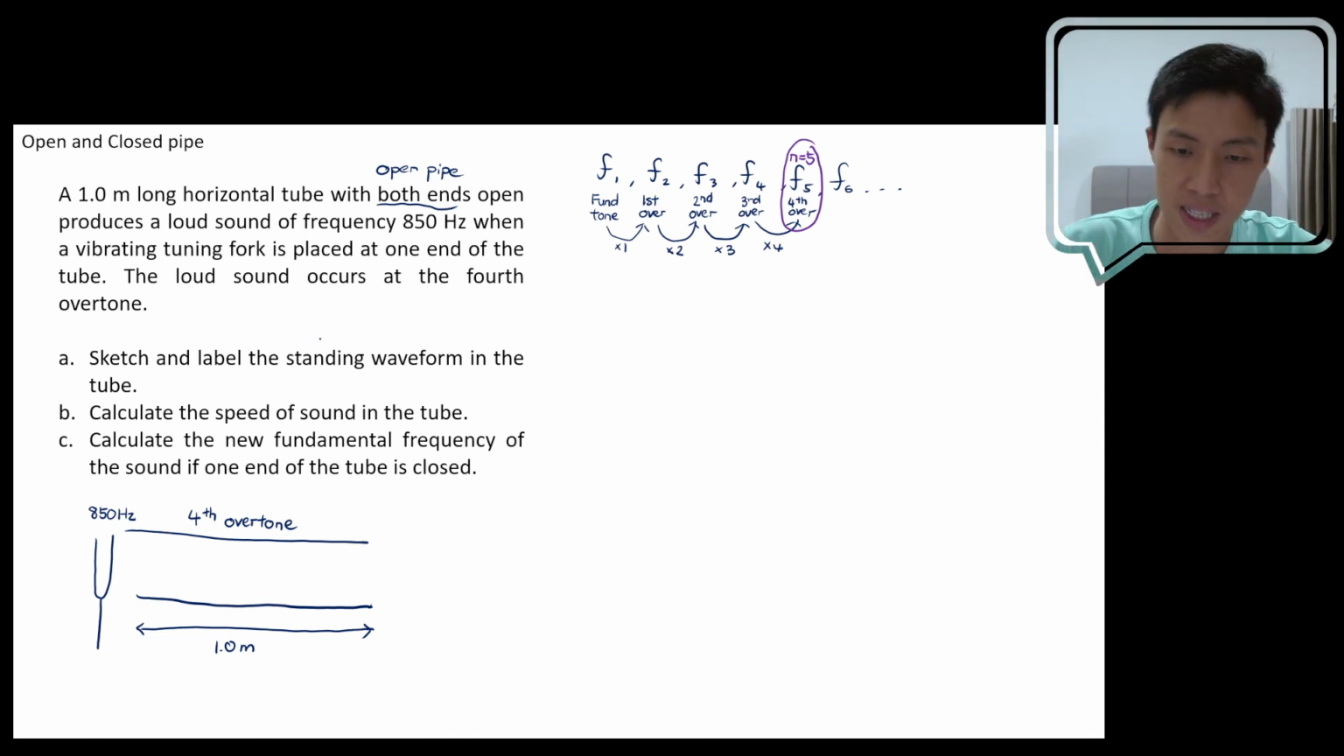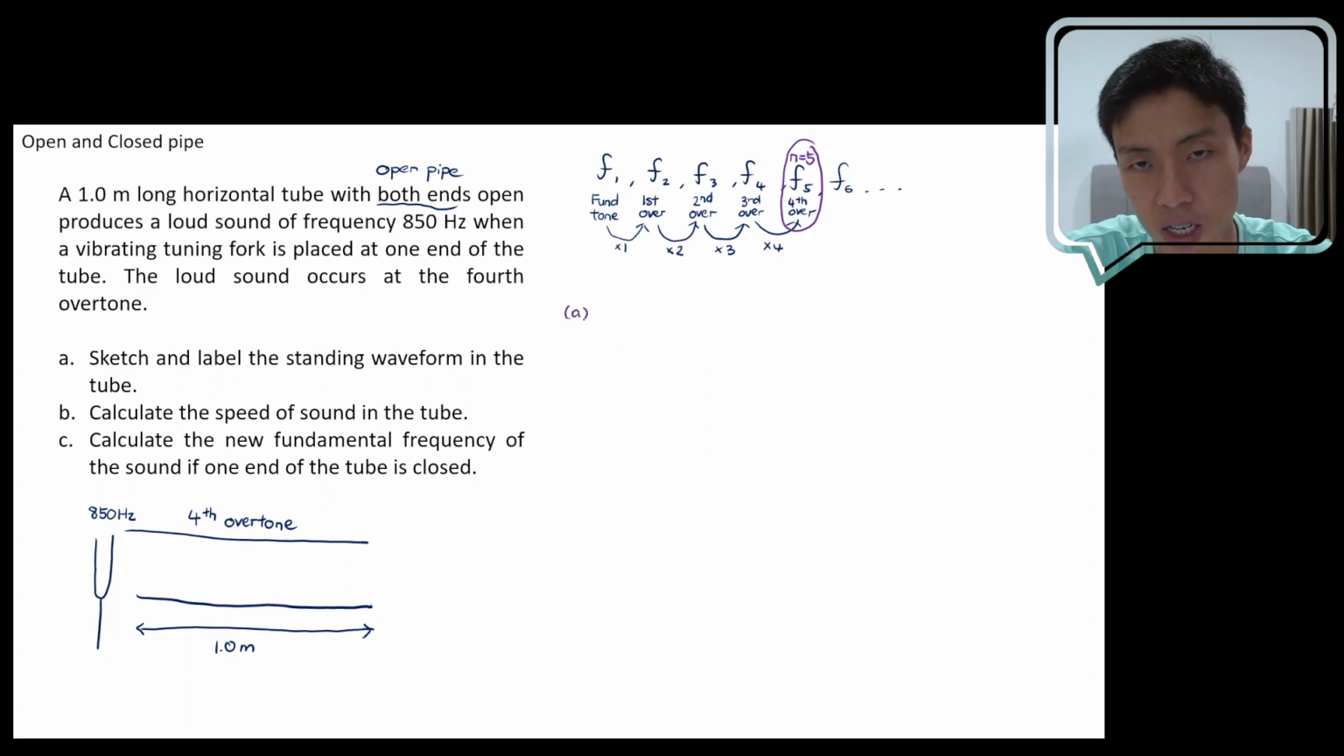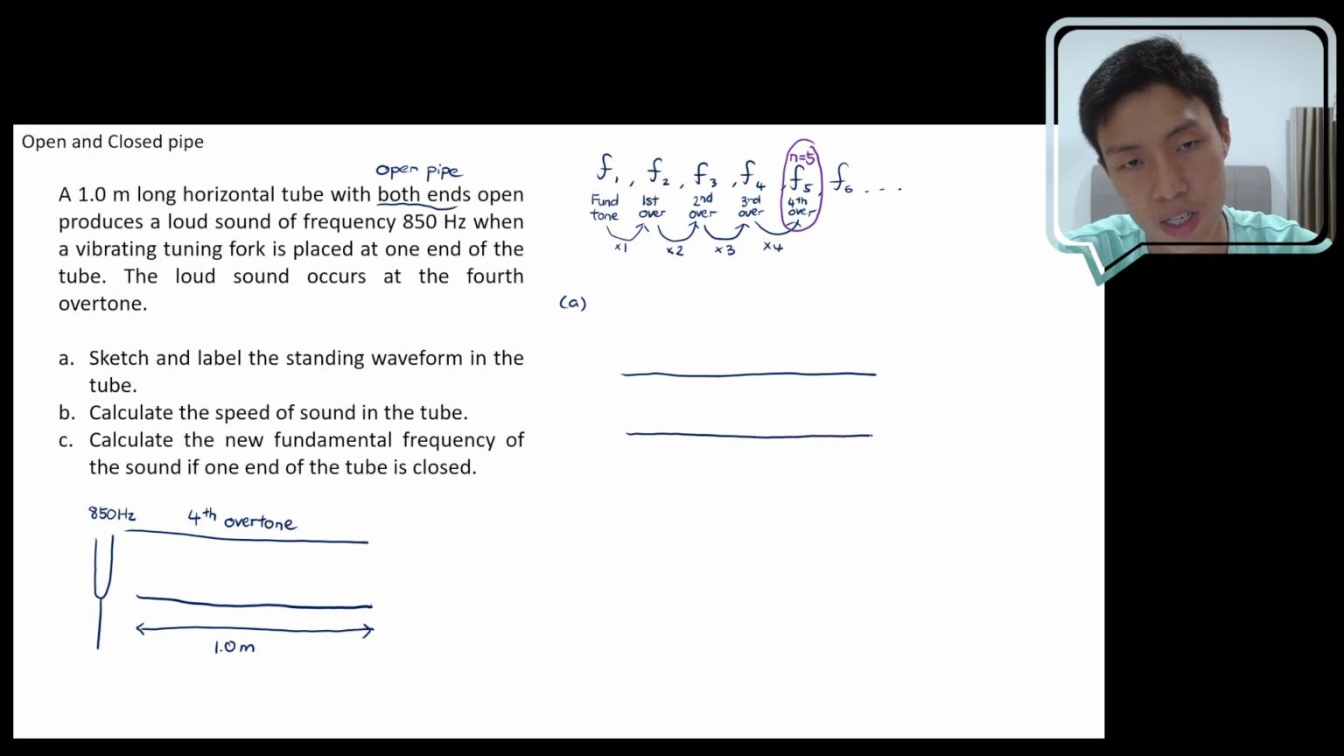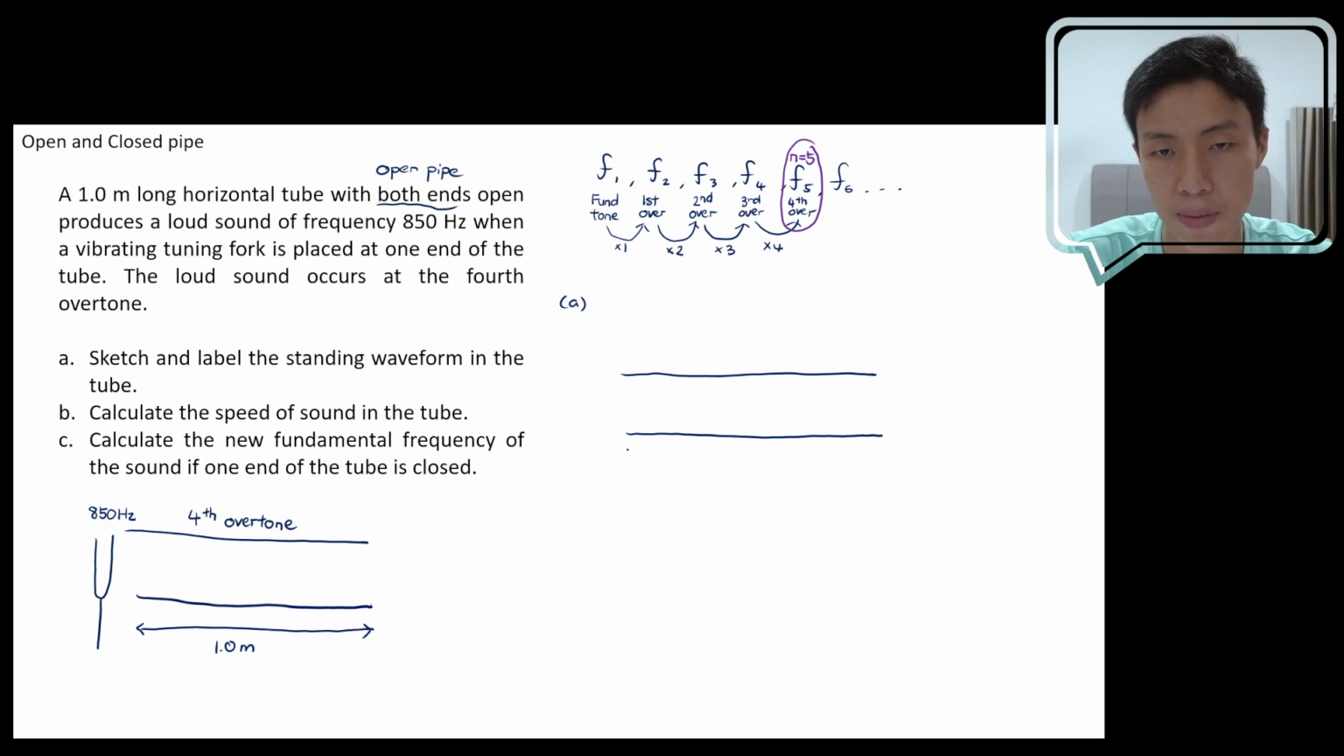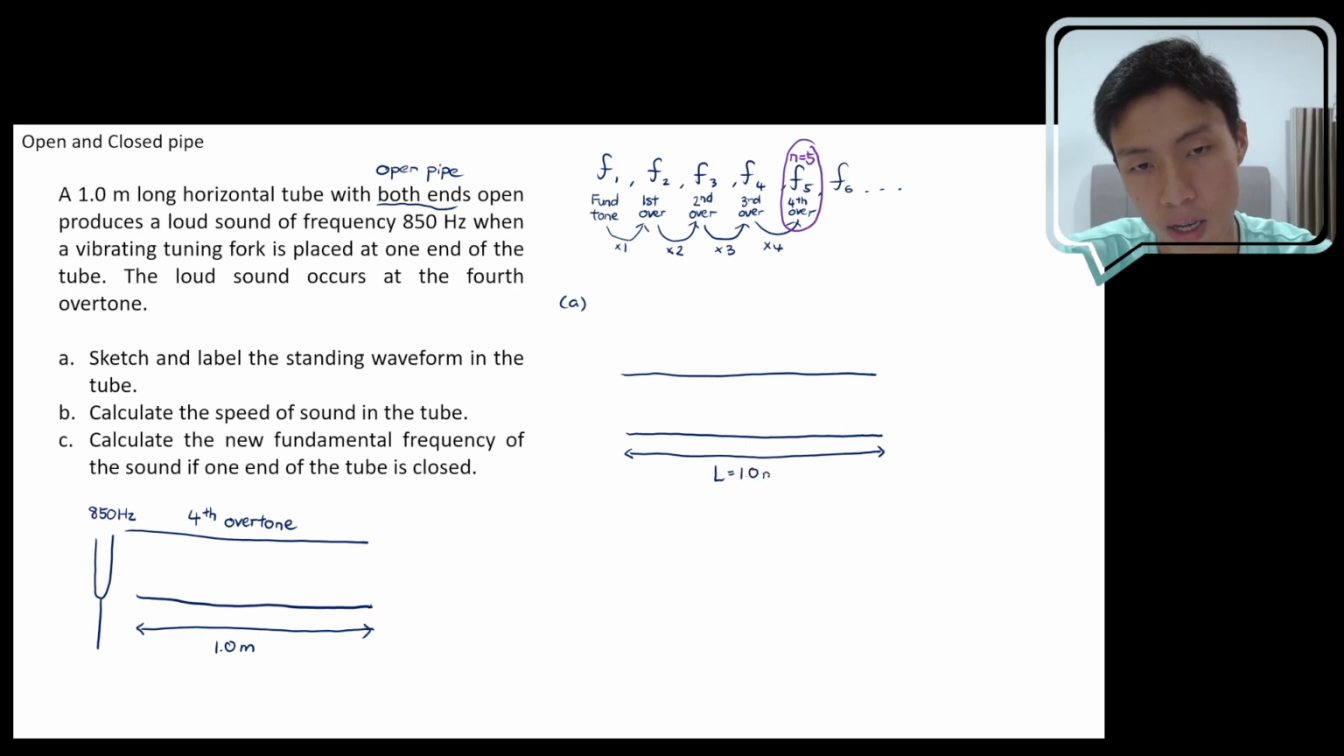Now they ask us to sketch and label the standing waveform in the tube. Usually when they ask for sketching, I will first sketch the tube. This is for a tube, not for a stretched string. For a stretched string, I will usually sketch an equilibrium line first, but if it's a tube, I will sketch the tube first. The tube is represented by 2 lines here. Because it's open at both ends, I will not close any end of the pipe, and I will label this pipe as having a length of L, and L in this situation is 1 meter. Then I'll proceed to think about how the nodes and antinodes should be arranged.